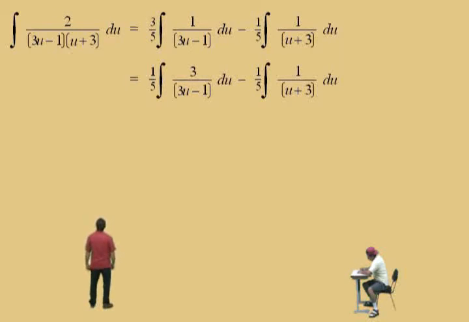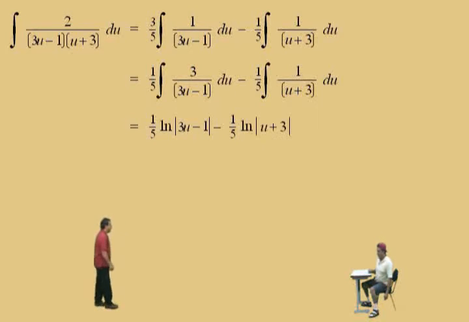Okay, so here we go, Charlie. We're almost home. We have 1/5. Now, what's the integral of 3 over 3u minus 1 du? Natural log of the absolute value of 3u minus 1. Very nice, Charlie. Now, what's the integral of 1 over u plus 3? Natural log of the absolute value of u plus 3, and that's a 1/5. And don't forget, we have to put a what here, Charlie? C? Plus C. That's right.